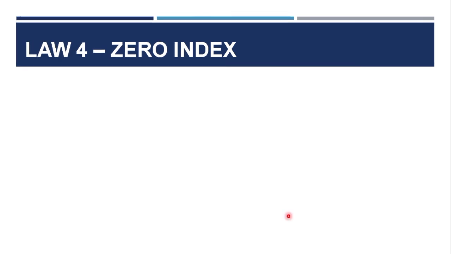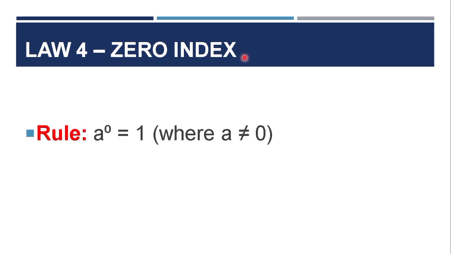The fourth law, which is the zero index. Whenever a number is raised to the power of 0, or any number exponent 0, the answer is 1. I repeat, any number exponent 0 will give you 1. But remember that the number shouldn't be 0.